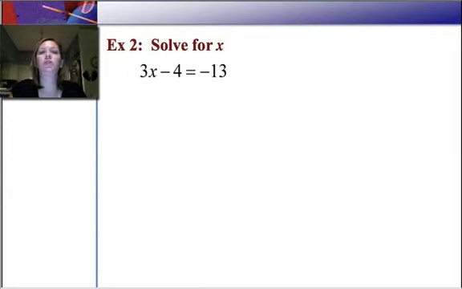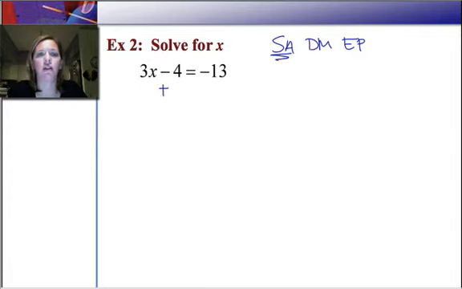Alright, so now let's do one that's just a little bit different, and I threw some negatives in there too. So SADMEP, always a good idea to write it out every single time. Helps you keep track of what you've checked. Do we have subtraction or addition? We do. We have subtraction.